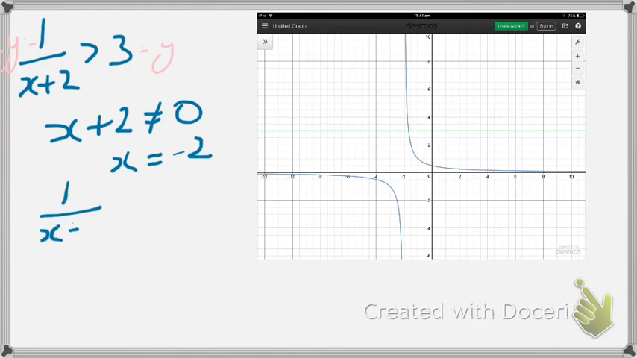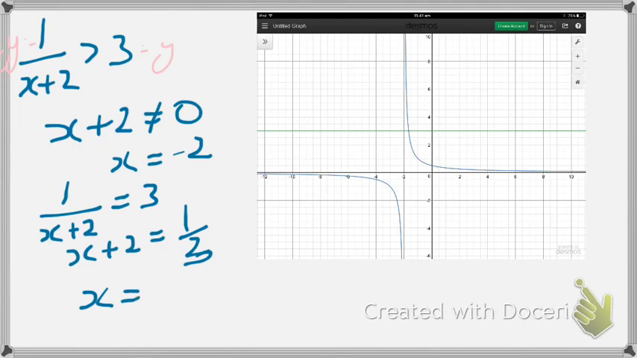1 on x plus 2 equals 3. So that's x plus 2 equals a third. So that's x equals minus, what's it? 2 is 6 thirds, sorry, so that's minus 5 thirds.